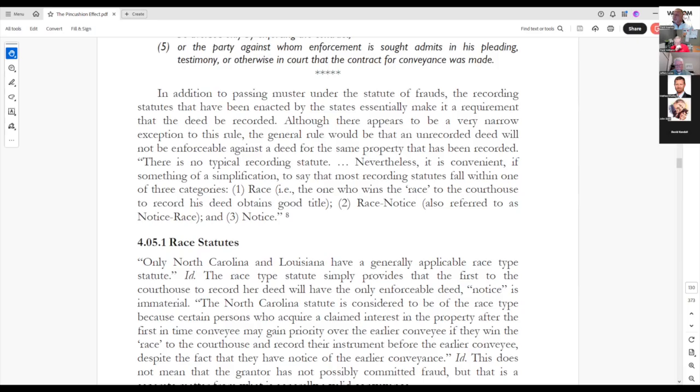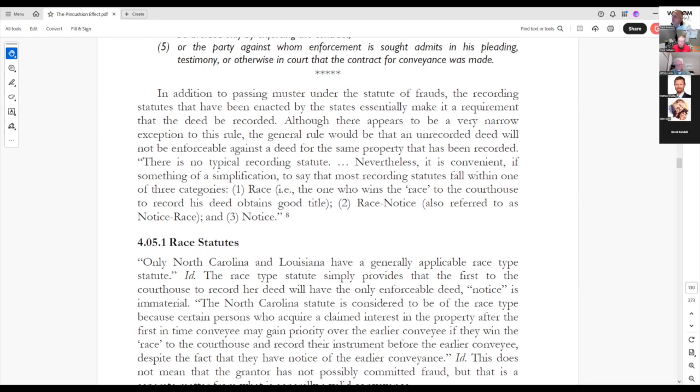Okay, so the second one is race notice, also referred to as notice race. Notice, it says here in 4053, often referred to as a hybrid statute, is the race notice. About half the states have notice race statutes. These statutes require that the second grantee must do two things in order to prevail over the first: one, record before the first grantee, win the race, and two, purchase without notice of the first grantee's claim. So not know that the first one happened.